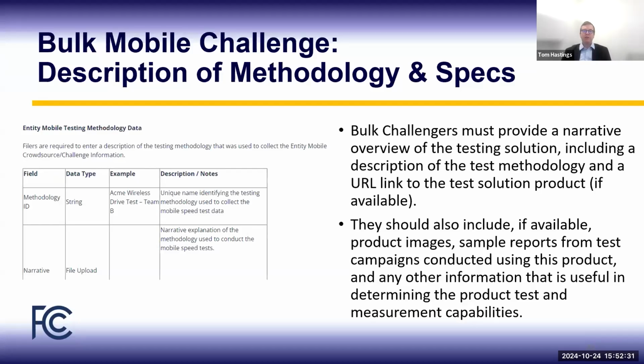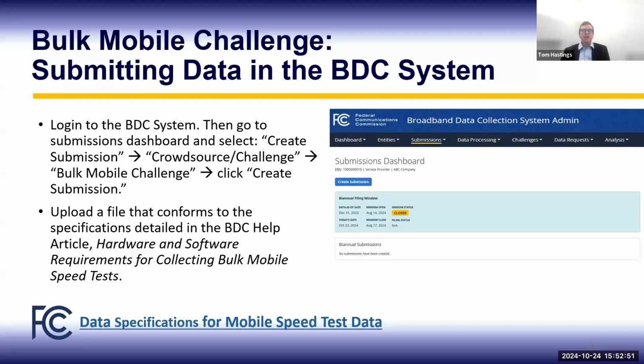These and other requirements may be found in the data specifications for mobile speed test data, section 6, and the bulk mobile challenge PN at page 3. Note that for all in-vehicle testing, the antenna must be located inside the vehicle. Once you have collected your speed test data and prepared your narrative methodology description, it's a good idea to again compare your formatted data to the data specifications for the mobile speed test data.